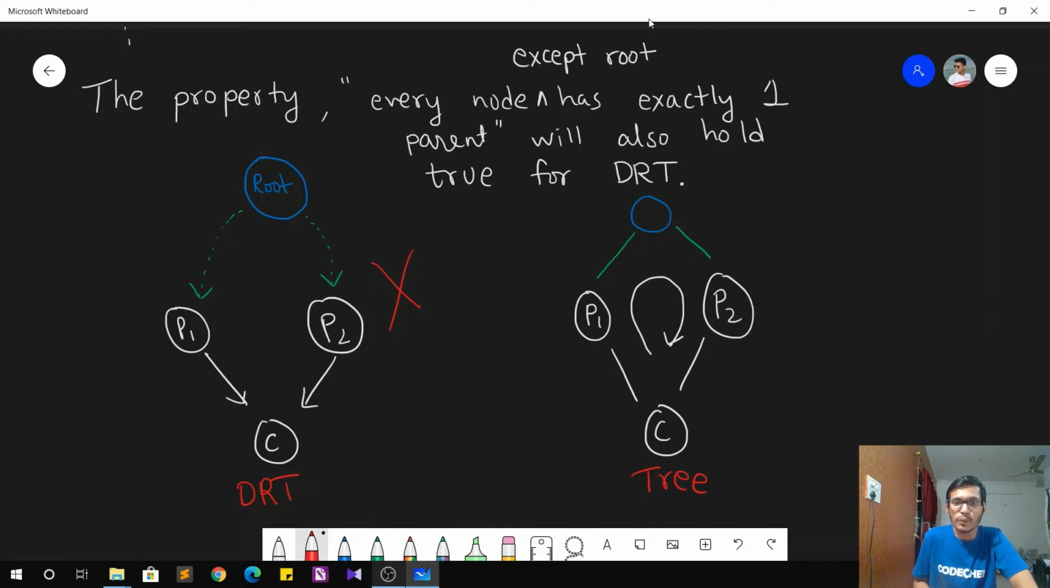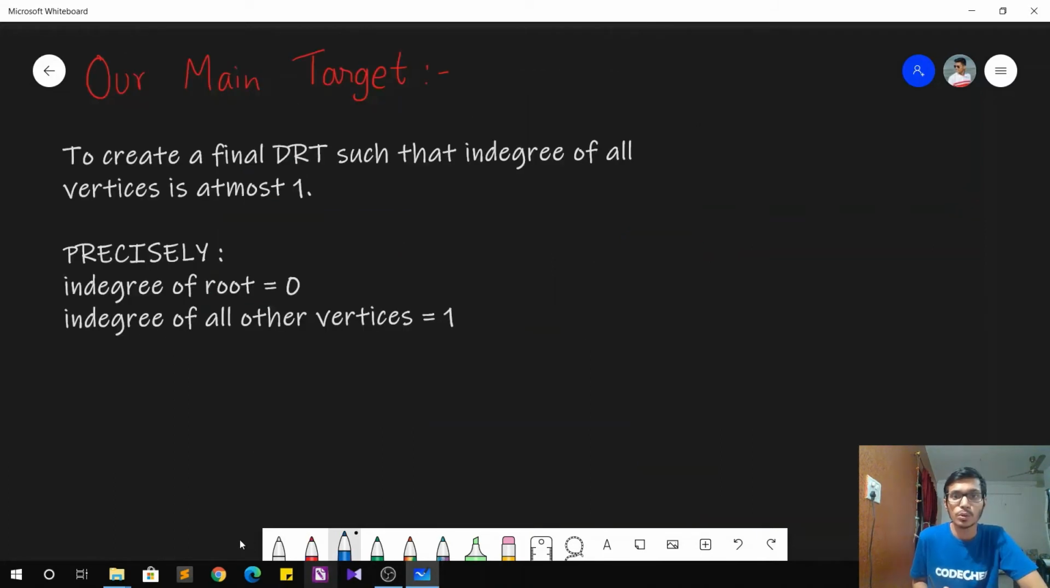Why? Because if a node has two parents, then there is a cycle in the graph and it no more remains a tree. So our main target in this question is going to be to create a final directed rooted tree such that the in degree of all vertices is at most 1, or to be more precise, the in degree of exactly one node, that is my root, is going to be 0 and the in degree of all other vertices should be exactly 1.